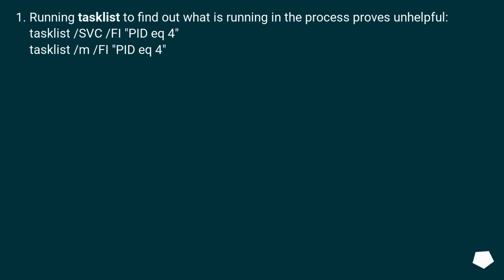Running tasklist to find out what is running in the process proves unhelpful. tasklist /svc /fi "PID eq 4". tasklist /m /fi "PID eq 4".